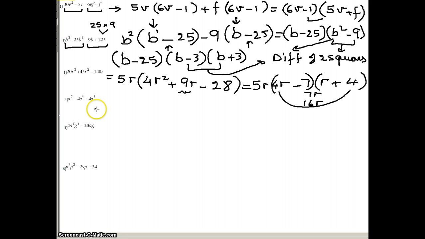Let's look at number 4. Again, number 4, you see we have an s cubed as a common factor. So let's take s cubed as a common factor. We will end up with s squared minus 4s, and then plus 4. Okay, so let's make sure this is right. s cubed times s squared is s to the 5th. s cubed times negative 4s is negative 4s to the 4th. And s cubed times 4 is 4s cubed.